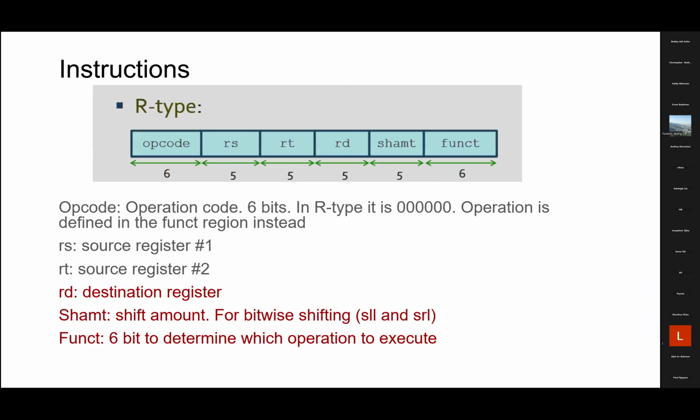Right. So now we'll go to instructions. As we know, there are 3 types of instructions: the R type, the I type, and the J type. Let's go through each of them quickly.